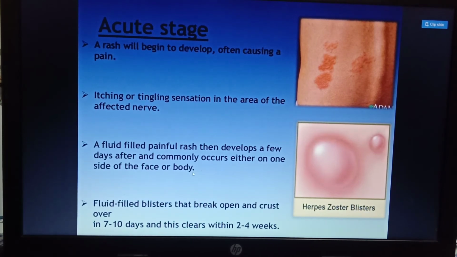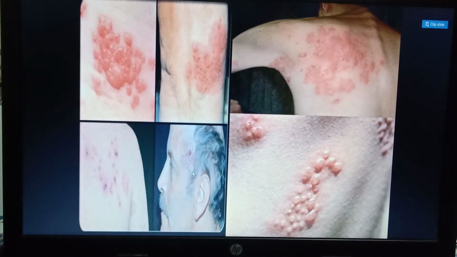Here in the second picture, blister formation is there, right? This fluid-filled blister can break open and crust over within 7 to 10 days, and just like chickenpox, within 2 to 4 weeks the infection clears out. Okay, so the chickenpox shows the blister formation, and in the picture, the shingles.